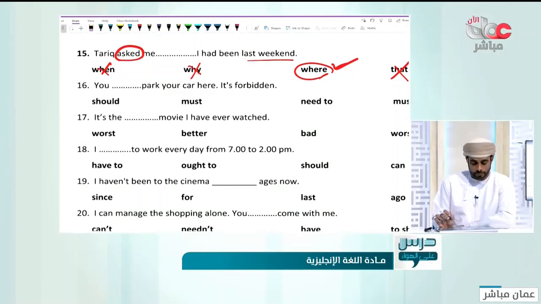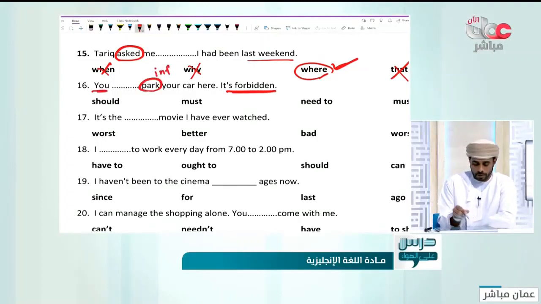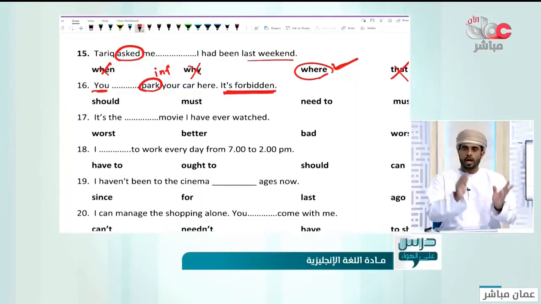16. You park your car here. It is forbidden. As seen here, park is an infinitive. Nice. So I can use a modal verb before it. Good. And it says it is forbidden. It means that you are not allowed to do it.